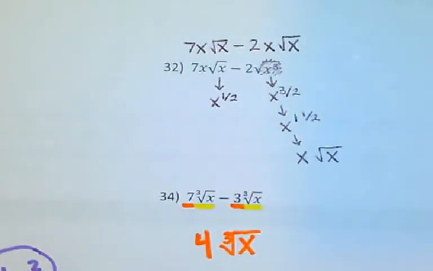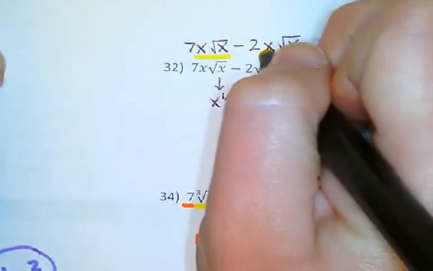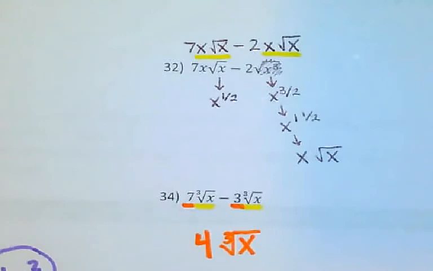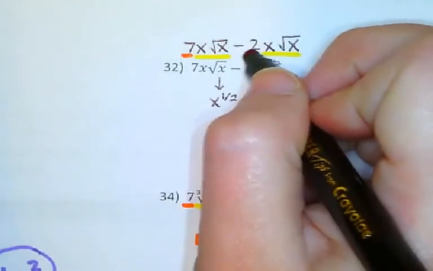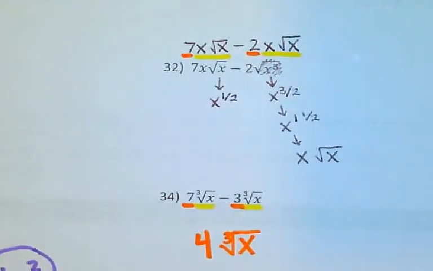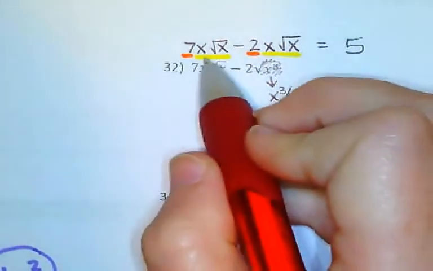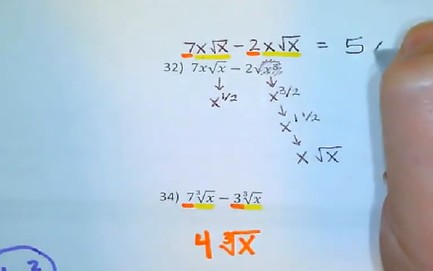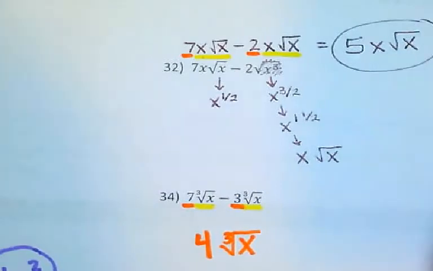Do these have like terms now? Yeah, both of these coefficients have the terms x square root of x after it. So really, all I need to do is take 7 minus 2. That's going to give me 5, and then leave the like term after it. So 5x square root x. And there's my final answer.